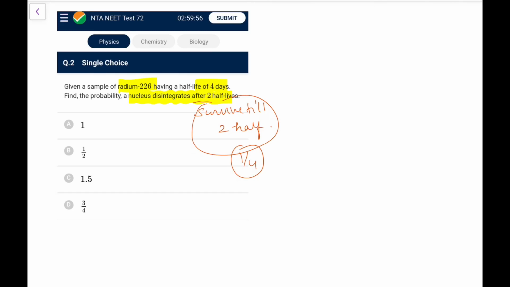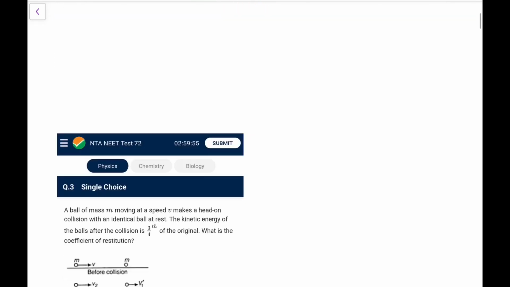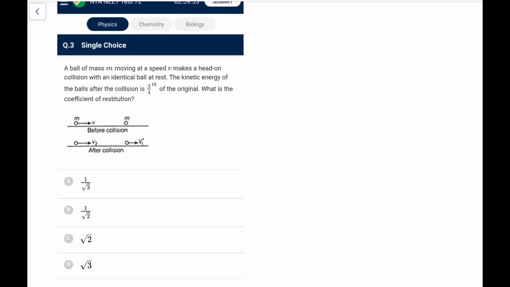I'm not doing anything, and if I see their solution, they have taken the disintegration of each nucleus as independent of any factor. Each nucleus has the same chance of disintegration. I don't agree. Go again.